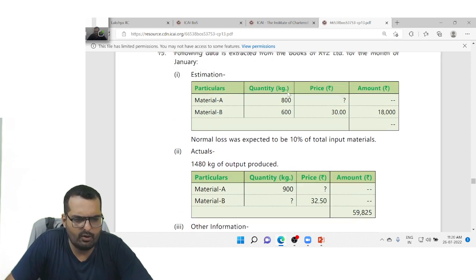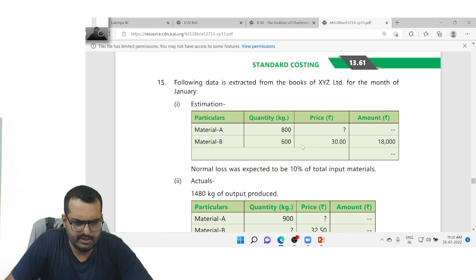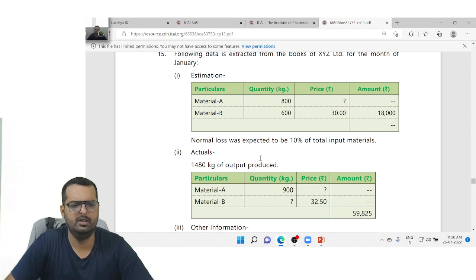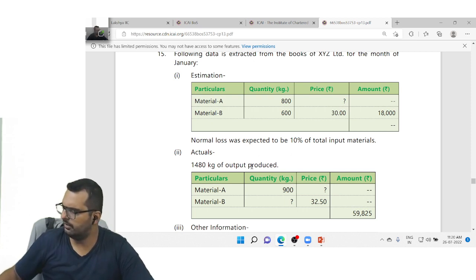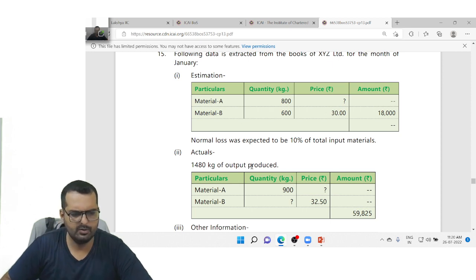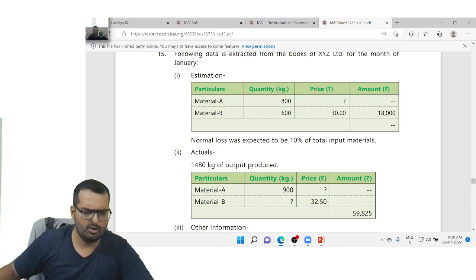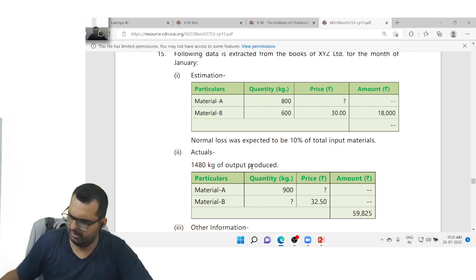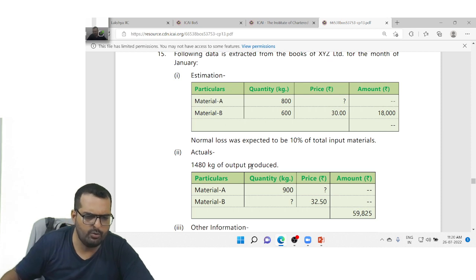They have given the quantity SQ, estimation is given, normal loss is given, actual is given, 1480 is the actual. Normal loss is going to be 10%. So if the output is 1480, then your input should be 1644.